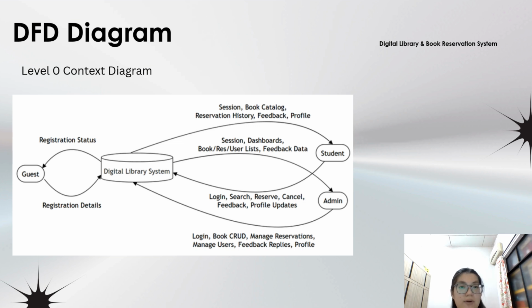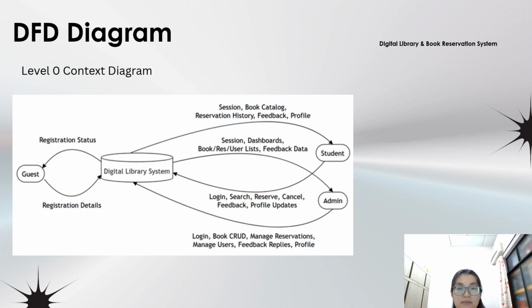Next is the level 0 context diagram. This diagram shows the interaction between the digital library system and three external entities: guest, student, and admin. The guest submits registration details to create an account. The student logs in, searches for books, makes or cancels reservations, submits feedback, and updates their profile. The admin manages books, oversees reservations, manages users, and replies to feedback. In return, the system provides outputs such as registration status, the book catalog, reservation history, feedback information, user profile, and dashboard report. Overall, this diagram provides a high-level overview of what information enters and leaves the system before moving to the detailed process.